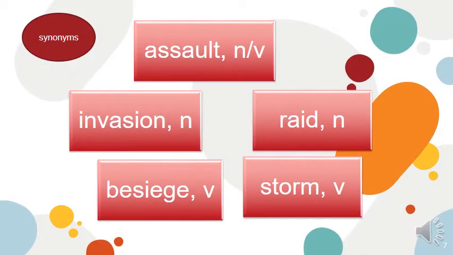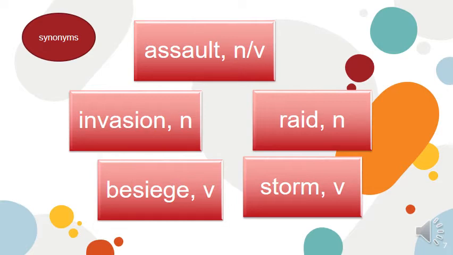Assault. We have the word as a noun and as a verb, but here the synonyms, the first two are the nouns, invasion and raid. Invasion and raid, nouns. What about the verb? Also, you have some other words in the book. The verbs are besiege and storm.